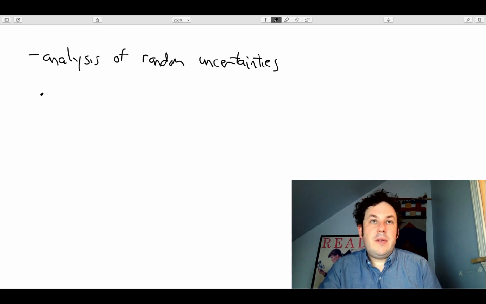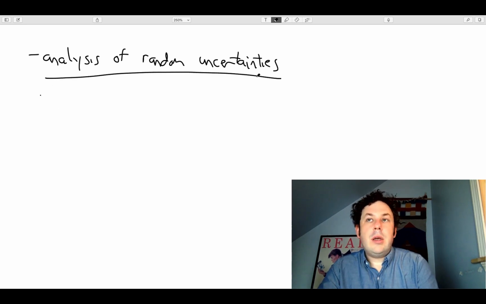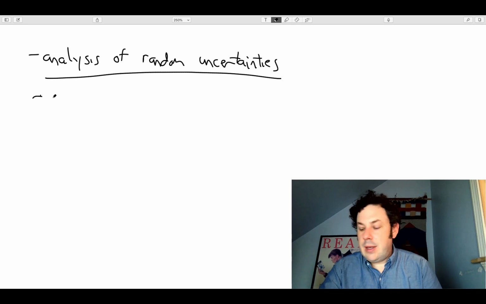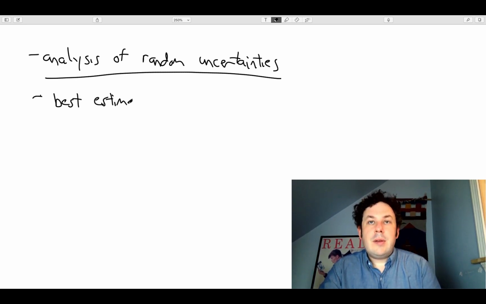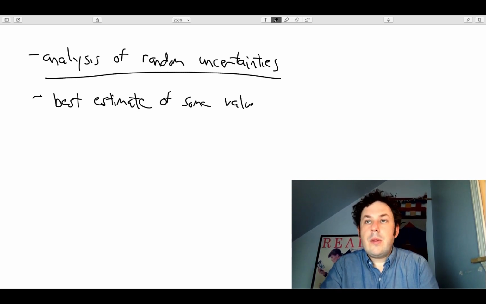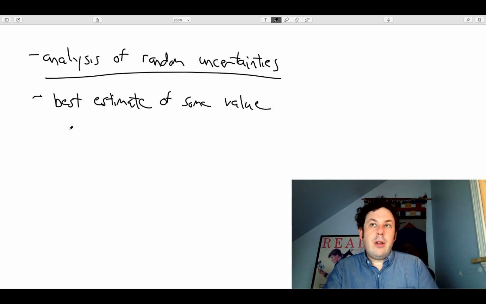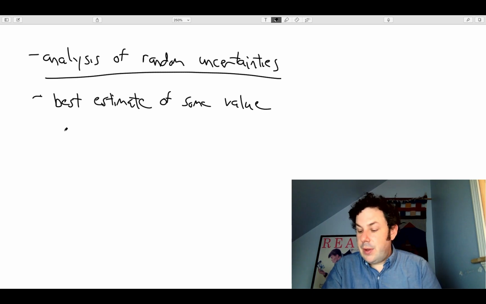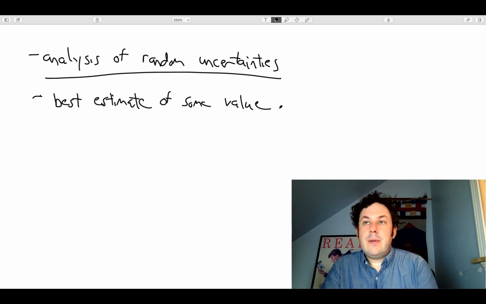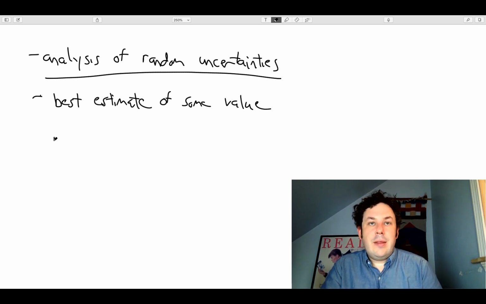So the first thing we'll talk about is the best estimate of some value you measure. And so the best estimate, if you measure something over and over again, I think all of us have an intuition about how that works. And so the best estimate for that is actually the mean, or the average. I'll call it the mean here.